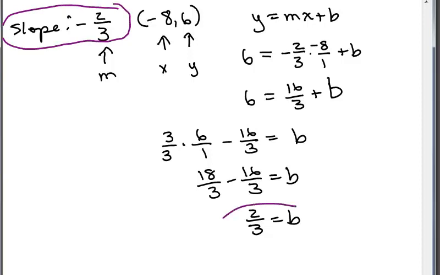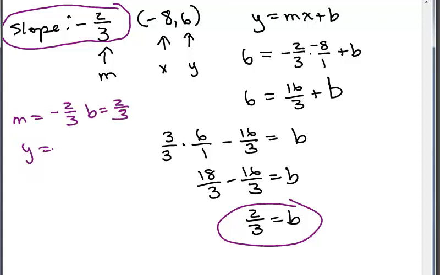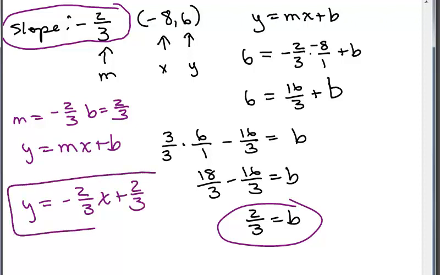Slope is negative 2/3, b is 2/3. So in other words, m is negative 2/3, b is 2/3. To plug that into y equals mx plus b, I have y equals negative 2/3 x plus 2/3. So if you use this method, you have to remember you're not done once you find b. You have to go back and write it in the equation.